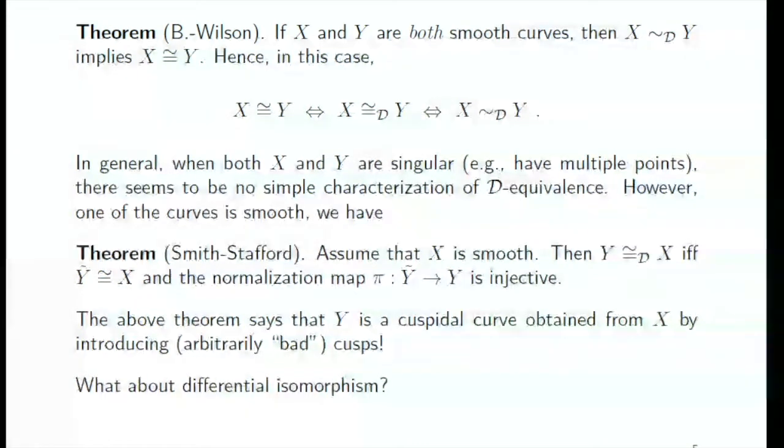Yes. So you take an irreducible curve with cuspidal singularities, take its normalization, which is the same thing as resolution of singularities, and then, cusps can be arbitrarily bad. So you can take, for example, one cusp of higher order, or you can take many cusps of order one, and it's still the same differential equivalence class.